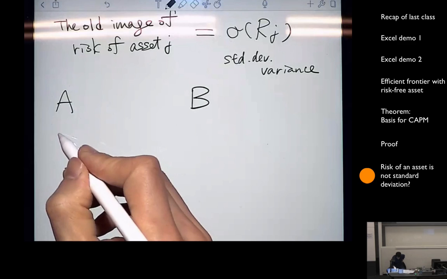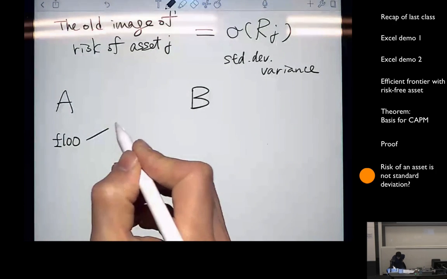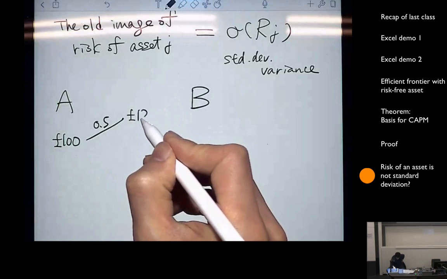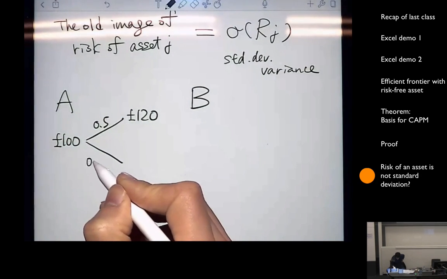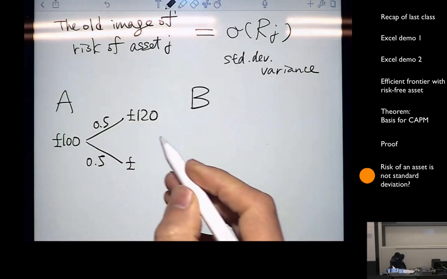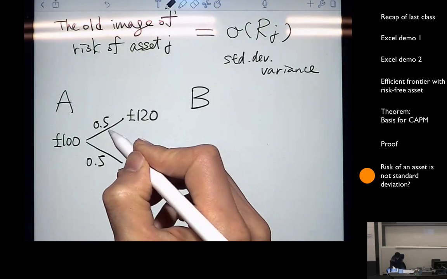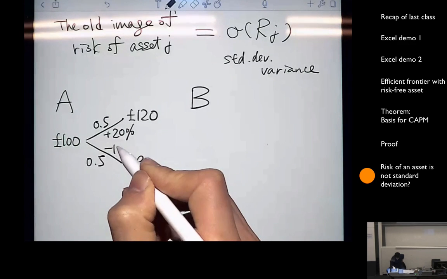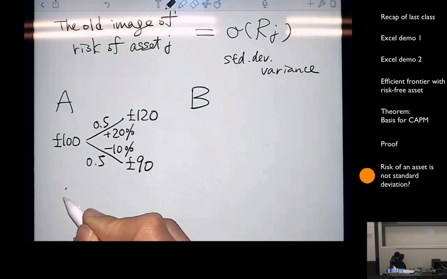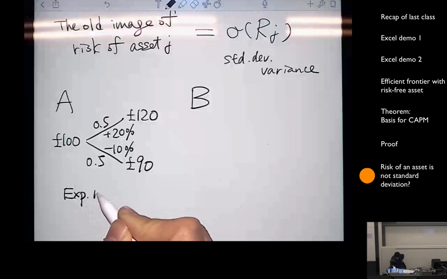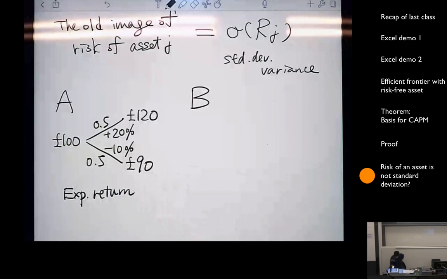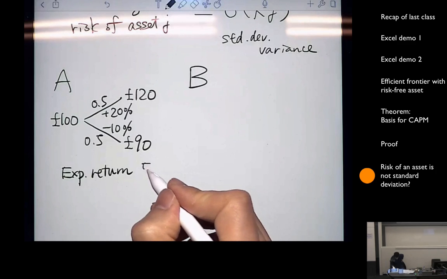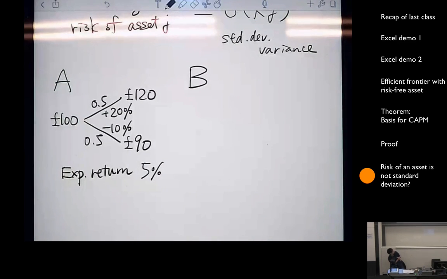Asset A is currently 100 pounds, and there's a 50% chance of paying 120 pounds. There's a 50% chance of paying only 90 pounds. So the return is either positive 20% or negative 10%. The expected return is the average of 20% and negative 10%. So expected return is 5%.